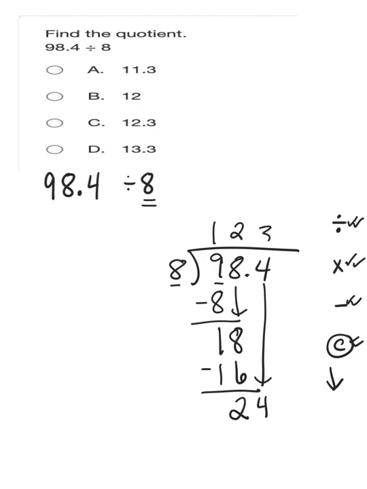8 goes into 24 3 times. 3 times 8 is 24, and we have no remainder. Our decimal point just comes straight up. So 98 and 4/10 divided by 8 is 12 and 3/10, so C.